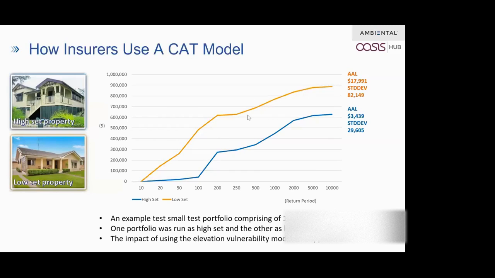So we have 10,000 synthetic event years and about 50,000 events. When we calculate the amount of loss from all these events in a year, you get the AAL. So this is a metric which is commonly used for a CAT model.